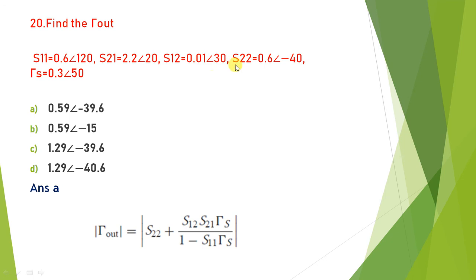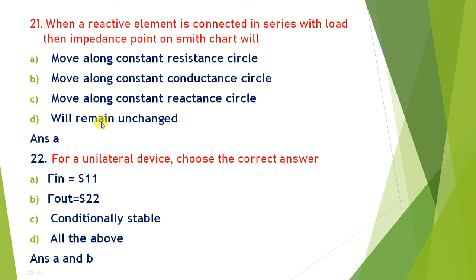Find the value of the output reflection coefficient. S parameters are given and the source reflection coefficient is also given. In order to find the output reflection coefficient in terms of source reflection coefficient, this is the equation. So gamma out is equal to S22 plus S12 S21 gamma S divided by 1 minus S11 gamma S. Put all the values in magnitude form, you will get the value 0.59 angle minus 39.6. So this is the answer.